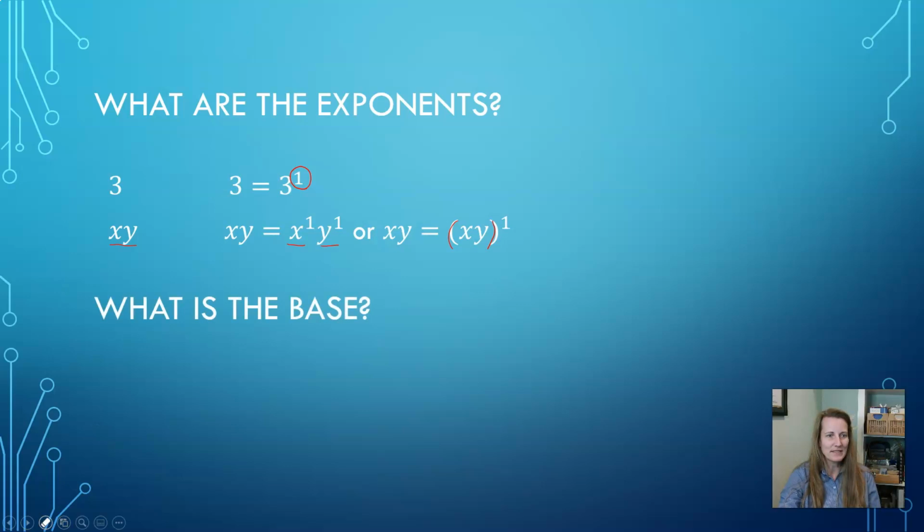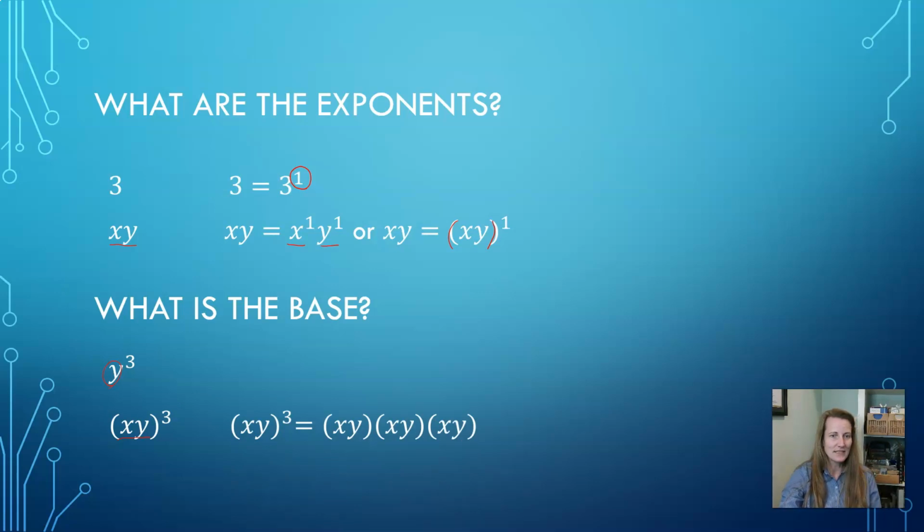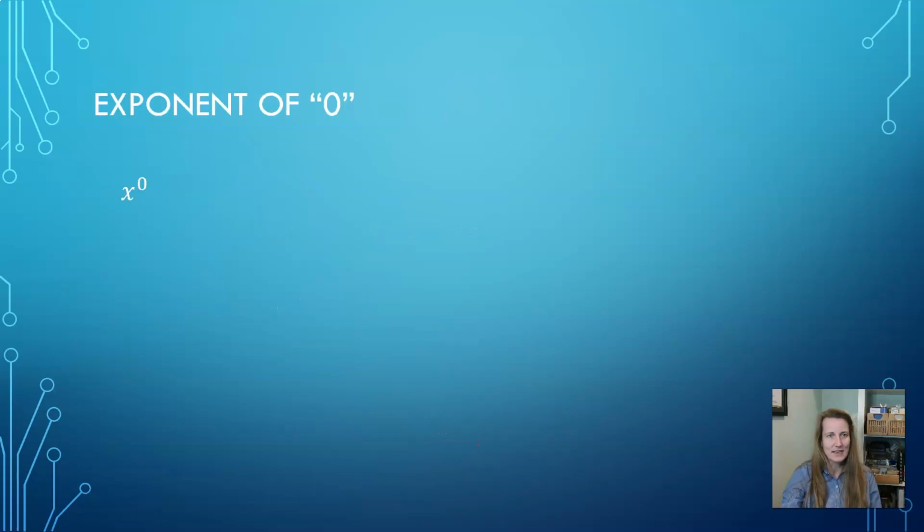Now, what about bases? What is the base here? Well, let's bring up an example. Y cubed. The base is y. Now, what if I have something a little bit more complicated? x times y, cubed. The base would be the entire piece, x times y, and the whole thing is cubed. As you can see, that means that I take x times y and I multiply the whole thing out 3 times.